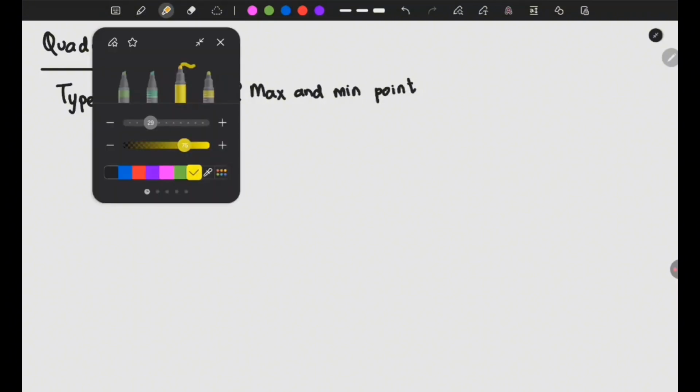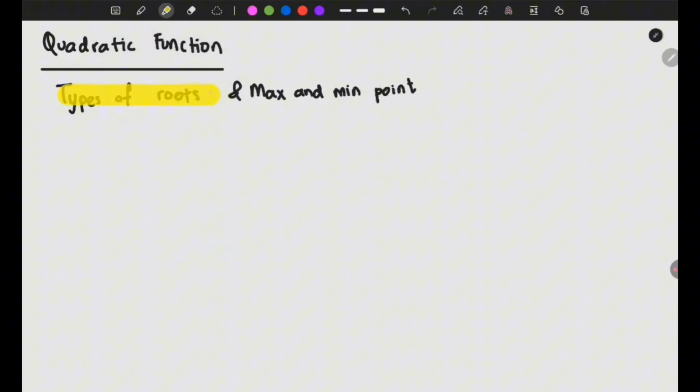So what is types of root? There are many roots, so we can categorize them into a certain type. So that's what is meant by types of root. There are three types of root in Addmaths syllabus for SPM level. First, there are two roots. In quadratic, you only have two roots. Sometimes it can be one root. Sometimes it can be no root.